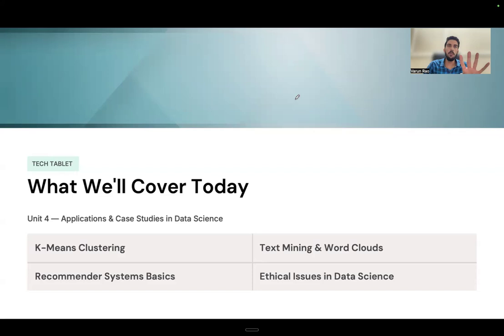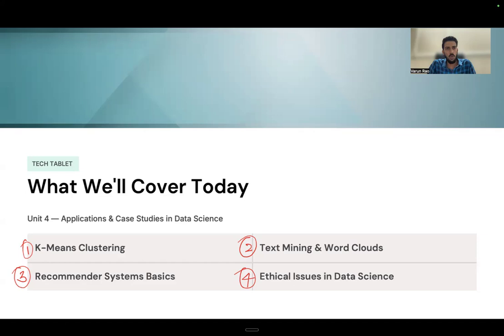So here we have four parts or four topics that we have to close unit 4, of which the first topic is K-means clustering. The second topic is text mining and word cloud. The third topic is recommender system basics. And finally, you have ethical issues in data science.